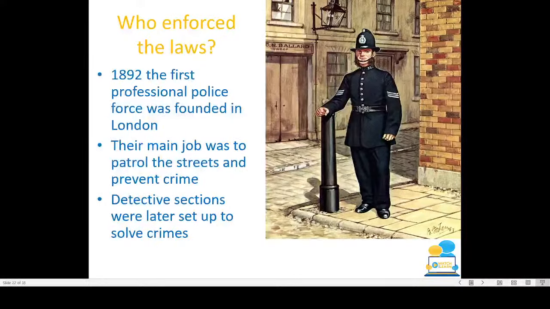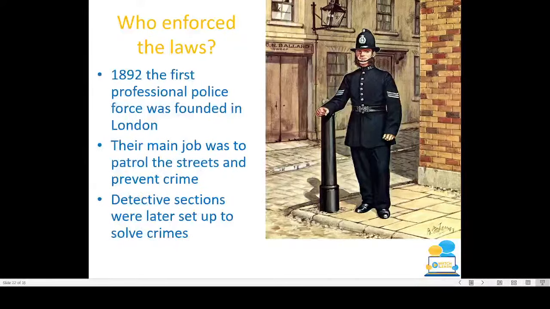So we first have the police, whose job is to patrol the streets, and after that we get detective sections whose literal job is to solve these crimes. If we think back to ancient Rome, when someone was accusing someone of being guilty or not guilty, they would have to get their own evidence and prove that the person was guilty or not guilty. But this is different here. There are actual sections of the police set up who are investigating these crimes and gathering the evidence themselves.